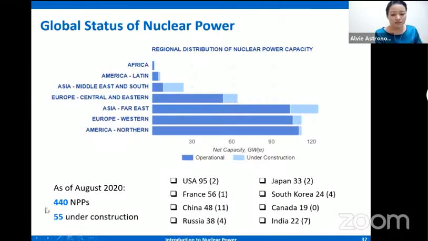This one is more recent. As of August 2020, there are 440 nuclear power plants operating, with 55 under construction. These are the leading countries. The USA has 95 nuclear power plants in operation, 2 under construction. France has 56 power plants, 1 under construction. China has 48, 11 under construction, and so on.